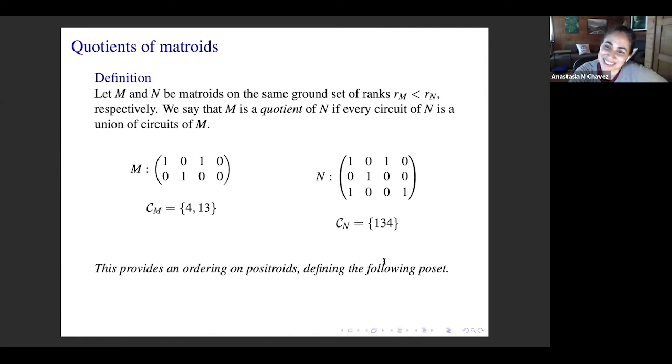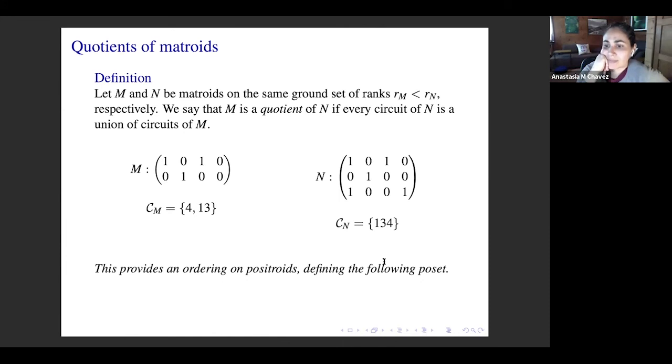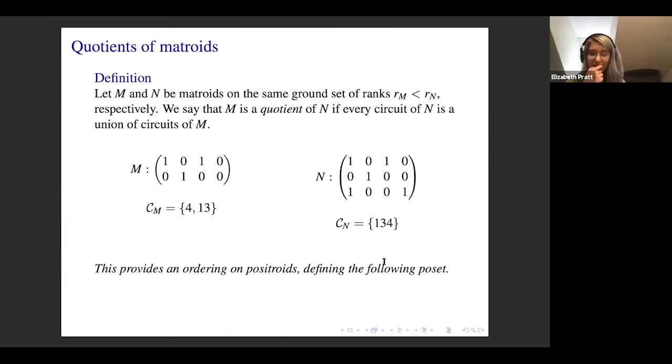You're hitting me with some really good ones. I'm looking at it and it makes sense that it would maybe come from algebra. My internet's been spotty, so I've been missing bits and pieces, but the fact that the circuits of the quotient are unions of circuits of the bigger matroid makes me think of swallowing, as in groups. I don't know if there's a linear algebra quotient term, but if you delete the last row of n and then it becomes m, that feels like a quotient-y thing.